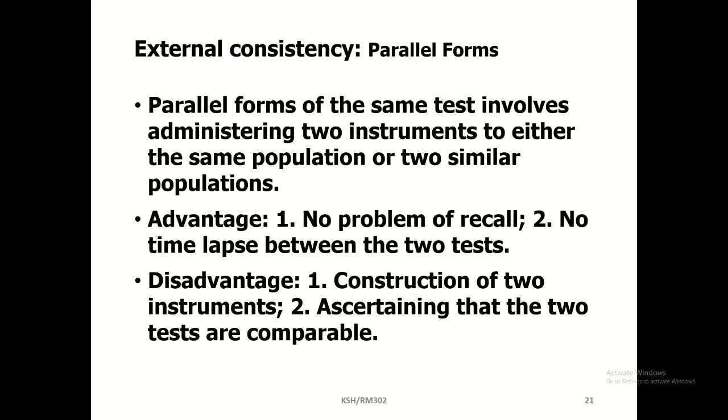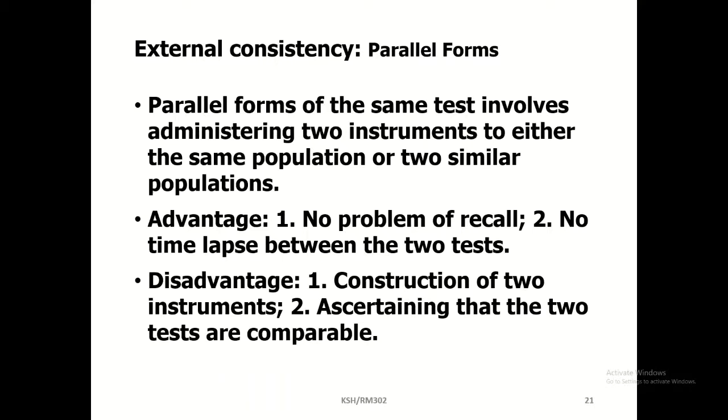The second procedure involves using two tests. We have two tests that are very similar or the same. We can either administer the two tests to the same population or administer each test to two similar populations. There are two advantages. The first is that the students cannot recall the test items, so recall is no longer a problem. Secondly, we don't have to wait for some time before administering the same test again, as in the test/retest procedure.